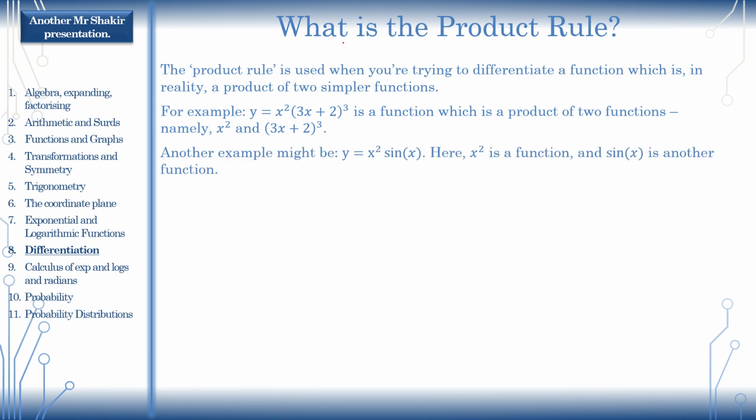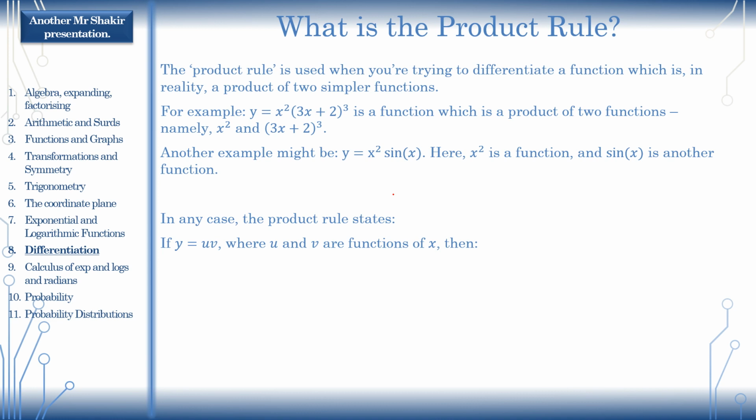And then another example might be y is equal to x squared multiplied by sine x. Now, I know you don't know how to differentiate sine x. That's okay. The point is you have one function here and you have another function there, and they are being multiplied together. To differentiate that whole thing, you would need to use the product rule, because you have two functions being multiplied together.